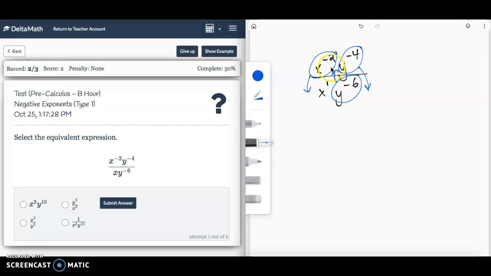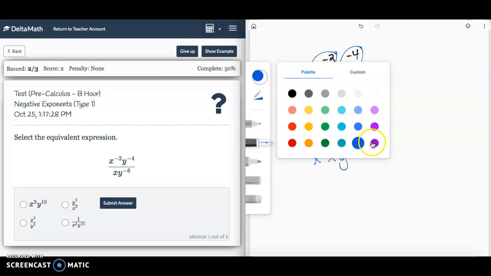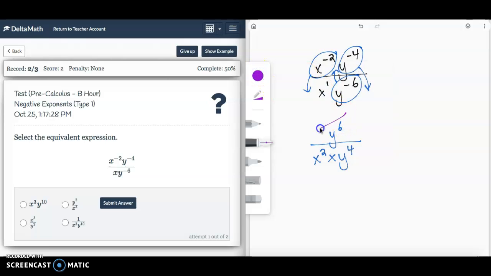So let's see, if I bring down these guys first, I'll have an x squared and then an x, and then a y to the 4th on the bottom now, and the only thing that got moved to the top was my y to the 6th. Lovely. All right, now here with my y's, where do I have more y's on top? How many more do I have? 2, so I'd end up with just 2 y's on top.